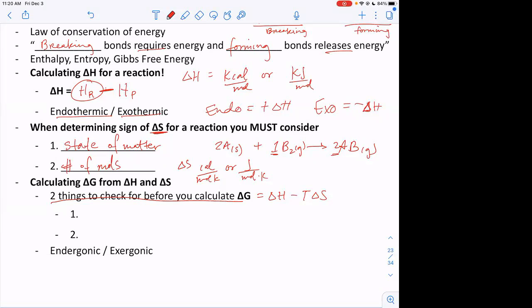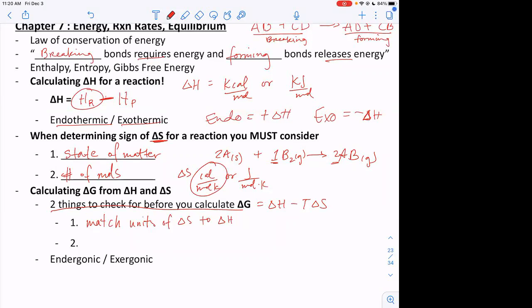Make sure your units for delta S match delta H, okay? So what I mean by that is if I give you calories per mole Kelvin for your delta S, and I give you kcal for your delta H, you've got to convert calories to kcals, okay? I'm probably not going to mess with giving you joules and then giving you kilocalories, making you do both. But what's the second thing we got to check for?